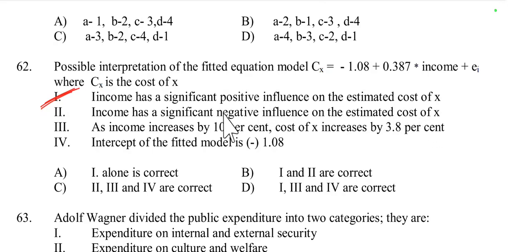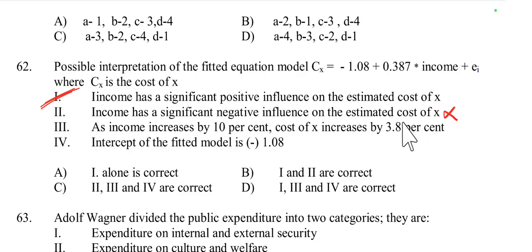No, it is not a negative influence on the estimate of X, it is a positive influence. So the first one is right, the second one is incorrect, because here it indicates a positive relation, 0.387, between income and x, a non-negative relation. Then the third one: as income increases by 10%, cost of x increases by 3.8%.